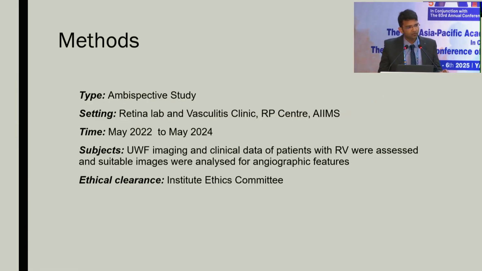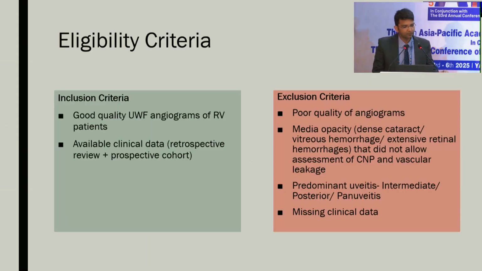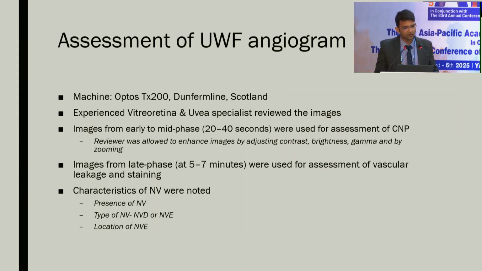It was an ambispective study performed at the Retina Lab and Vasculitis Clinic at RP Center over a period of 2 years, wherein ultra-wide field imaging and clinical data of patients were assessed. The inclusion criteria included good quality ultra-wide field angiograms of retinal vasculitis patients and available clinical data. Exclusion criteria were poor quality of angiograms, media opacity that did not allow assessment of CNP or vascular leakage, predominant uveitis being intermediate, posterior or panuveitis, and missing clinical data.